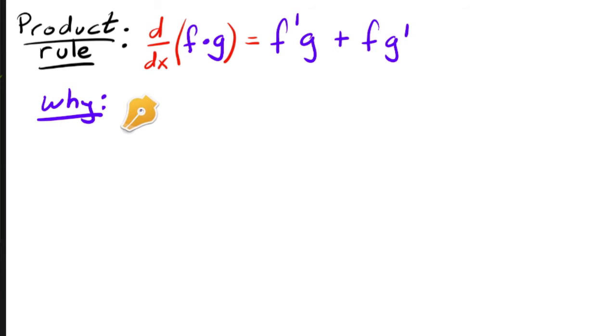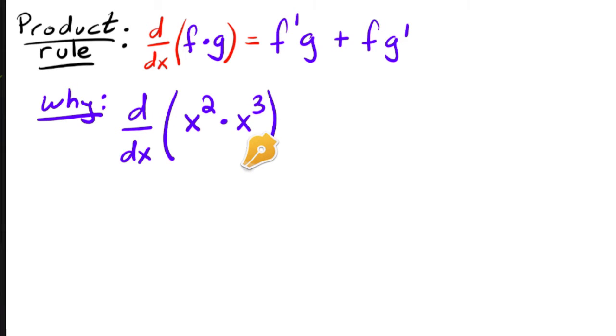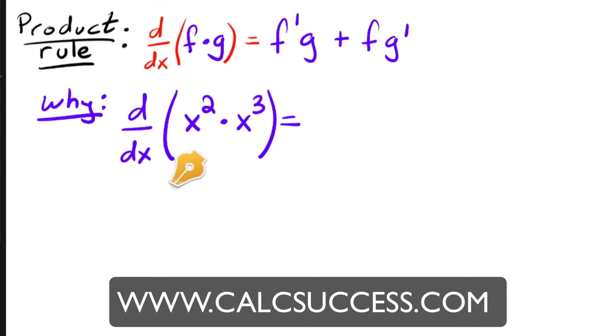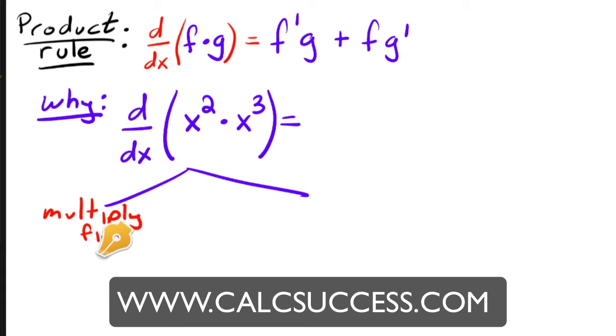Because you might be thinking, well, if I'm getting, for example, the derivative of the product of two functions, let me just make up two functions. How about x squared times x to the third? Why can't you just get the derivative of each one and then multiply them? So let me show you both ways. Say I'm going to multiply them first.